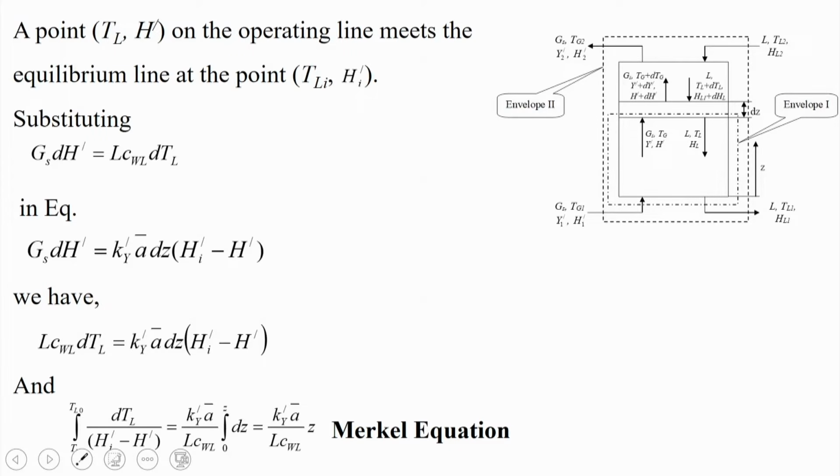So, substituting G_s into dh' equal to L into C_WL into dT_L in the equation G_s into dh' equal to k_y' into a-bar into dz into (h_i' minus h'), we get L C_WL into dT_L equal to k_y' into a-bar into dz into (h_i' minus h'). We get the integral of dT_L by (h_i' minus h') from T_L1 to T_L2 equal to k_y' a-bar by L C_WL times the integral of dz from 0 to z, that is k_y' a-bar by L C_WL into z. This equation is called the Merkel equation.